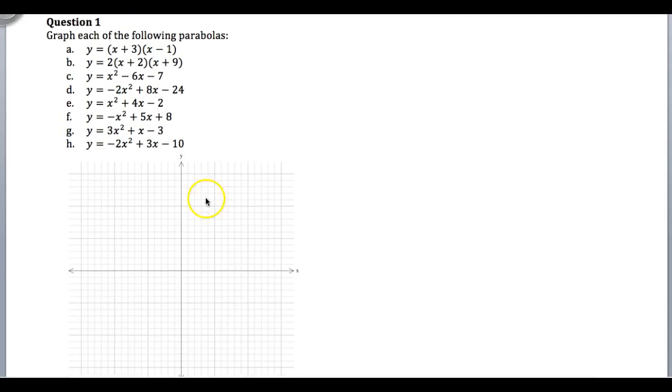So I'm going to scroll down now. Hopefully, if I keep the page like this, you can see the questions here. I'm going to draw my graph here and do all my working out on the right hand side. Okay, so I try to start off easy and then it gets harder. So the first two, you can see they've already been factorized. Okay, so I'm going to do the first one, y equals (x plus 3)(x minus 1).